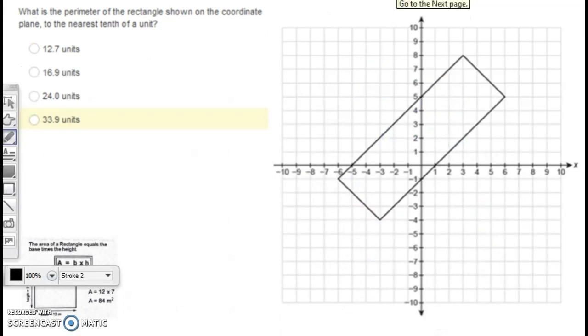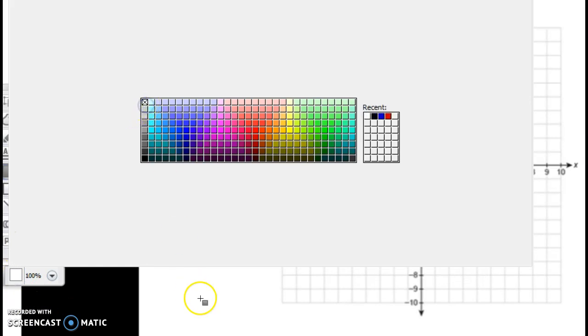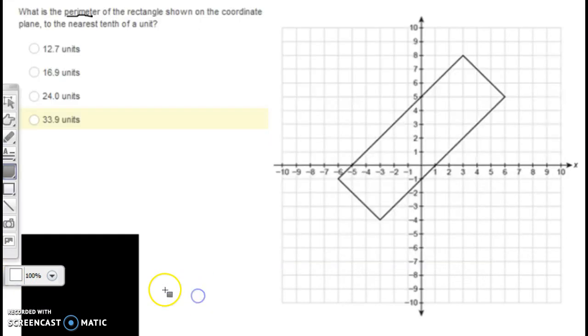All right, so this one says, what is the perimeter of a rectangle? All right, so for perimeter, we have to add up all the sides, which means to start off, we need to find each of the side lengths. I don't even know why this little box is down here. That's not correct. Okay, so we need to find each of these side lengths.